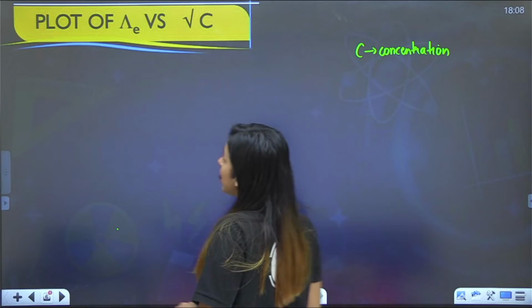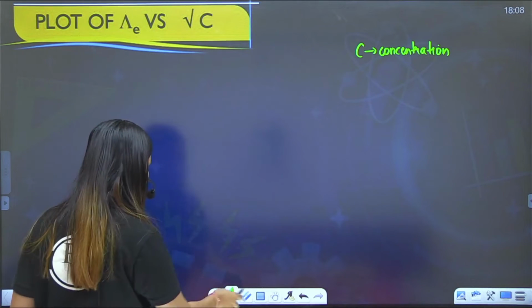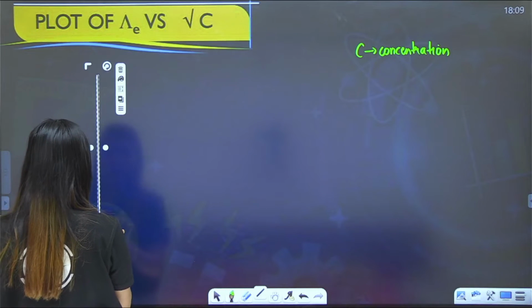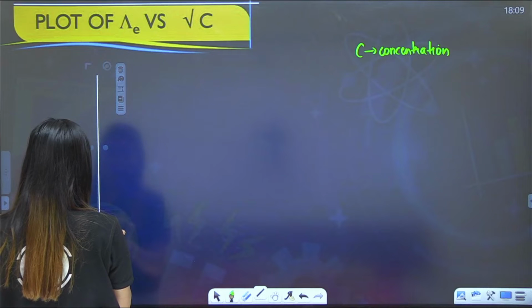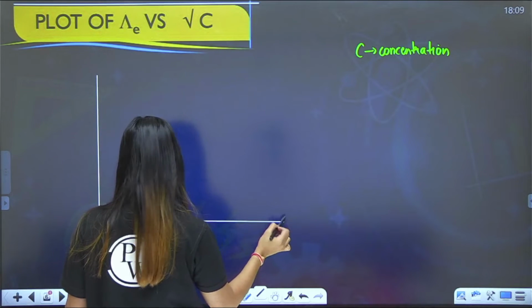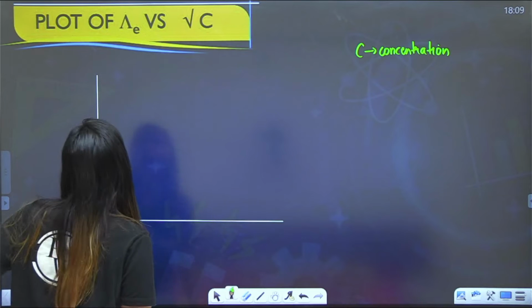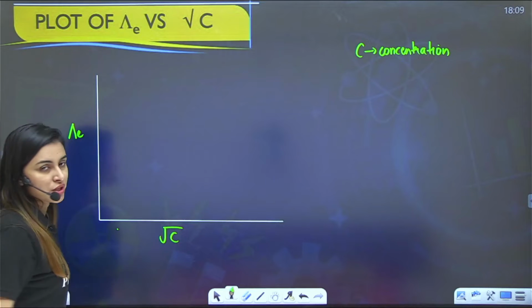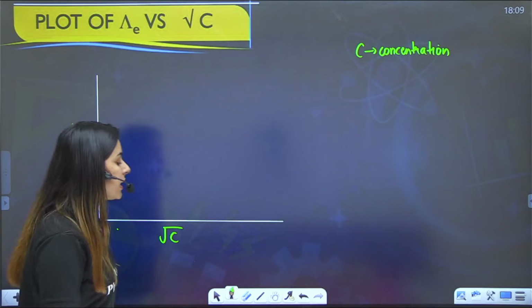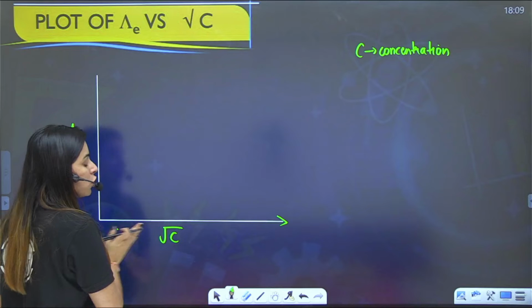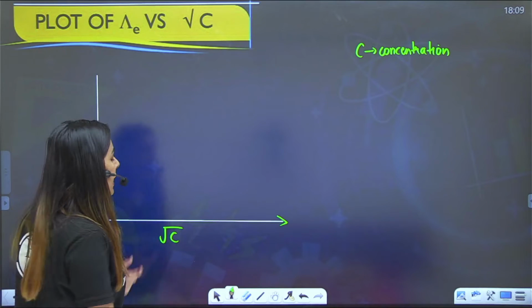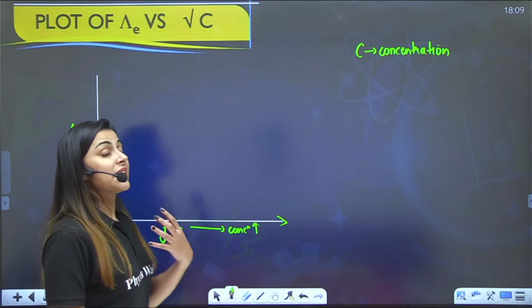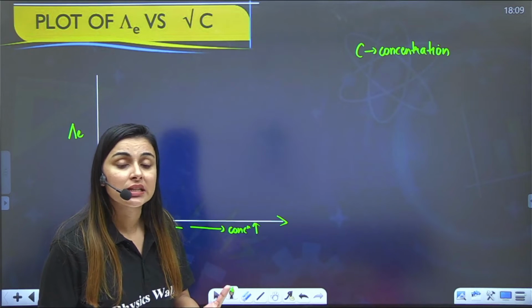Okay, so now we have to plot a graph. So let's plot a graph, my dear students. We need a straight line. So now the plot will be equivalent conductivity versus root of concentration. Now, my dear students, you need to understand that if we move from here to here, your concentration is increasing. And since the concentration of the solution is increasing, can I say that the dilution of the solution is decreasing?